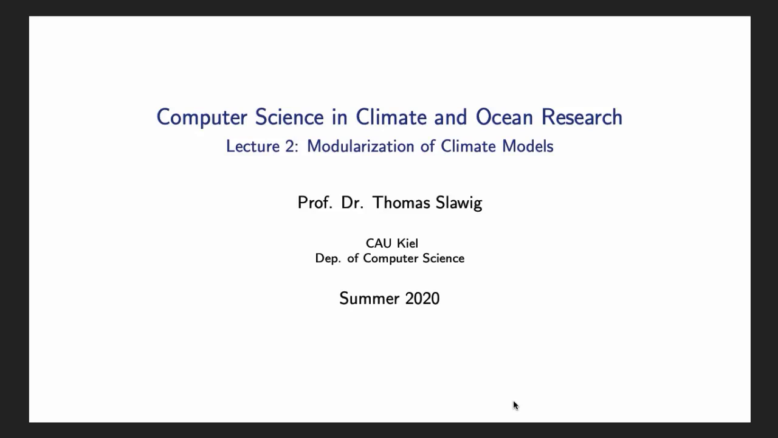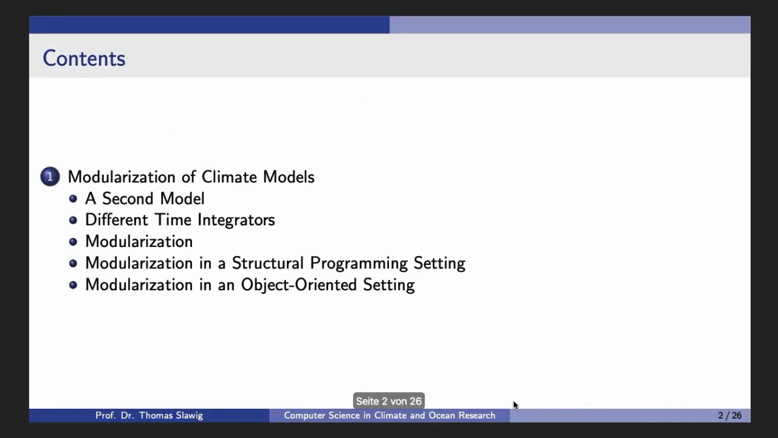Welcome. We continue with the second lecture in the course Computer Science in Climate and Ocean Research, and the topic of this lecture is the modularization of climate models. The aim of modularization is to obtain flexibility in the code and flexibility with respect to different models and also with respect to different time integrators.